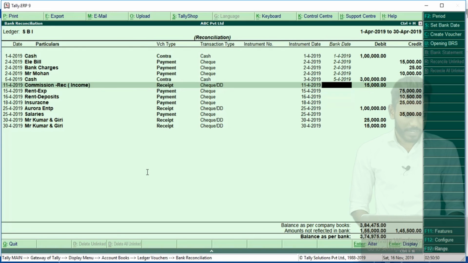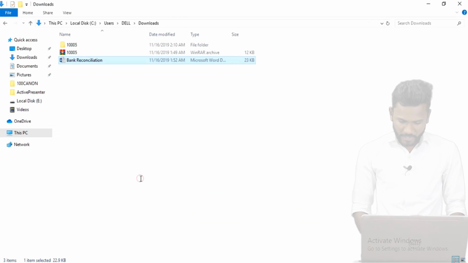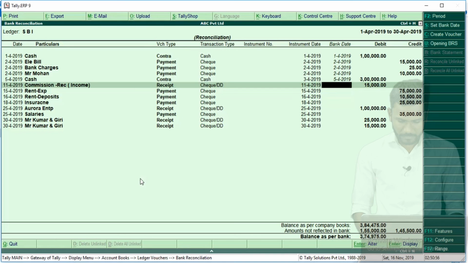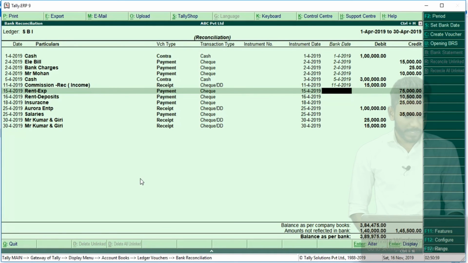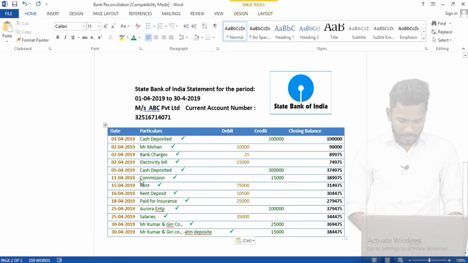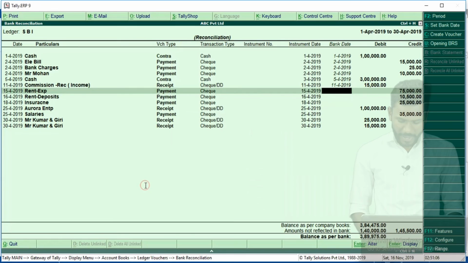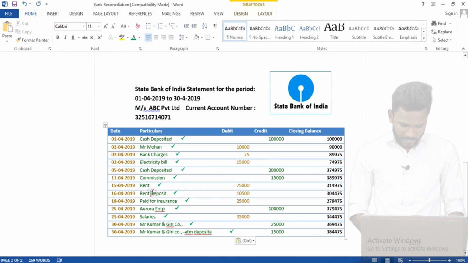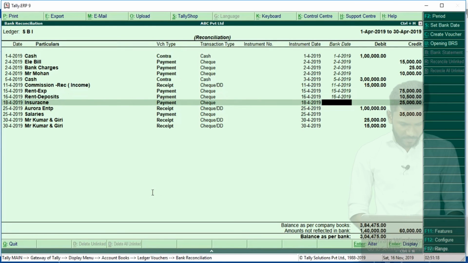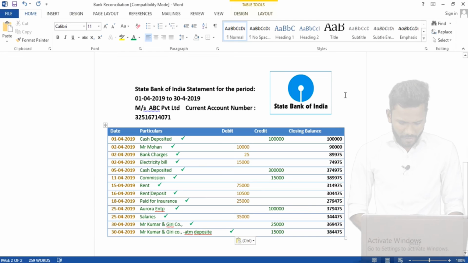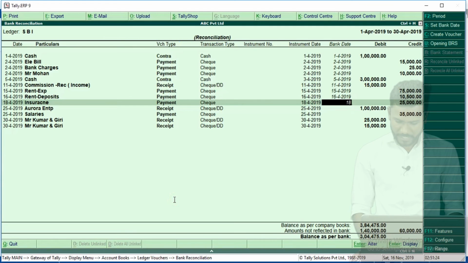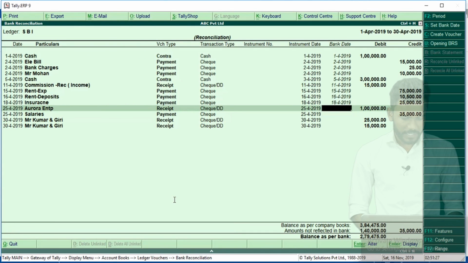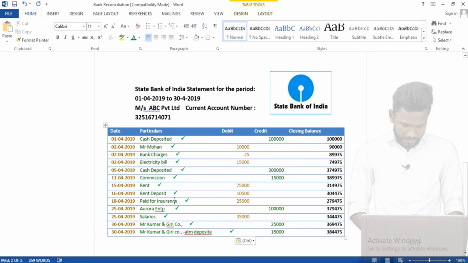Next, we recorded commission on 11th April, and the banker also recorded it on the same 11th April. Next, rent expenses recorded on 15th April, and the banker also recorded on 15th April. Next, rent deposit of 10,500 recorded on 16th April, and the banker also recorded on the same day. Next, insurance recorded on 18th April, and the banker also recorded on 18th April. And next, Aurora Enterprises recorded on 25th April, and the bank also recorded on 25th April.